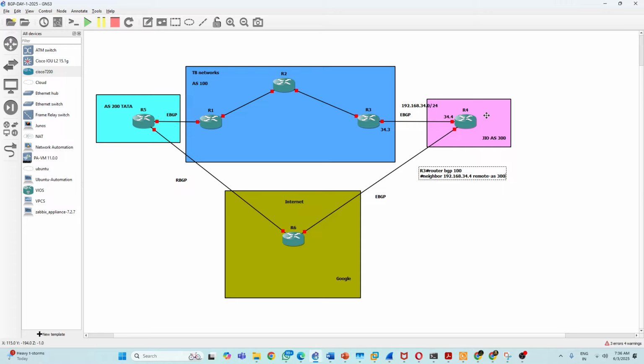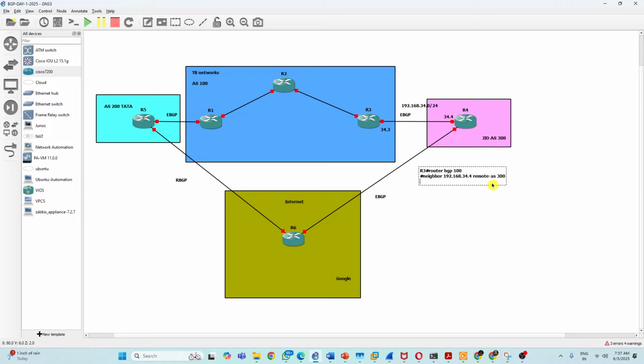300. That's it. Is it clear, everyone? It's simple. Once you go to router BGP 100 and the neighbor statement, if you give it right, the neighborship will establish on both sides, if you configure these statements on both sides. But it is only establishing a neighbor. It will not advertise any networks.